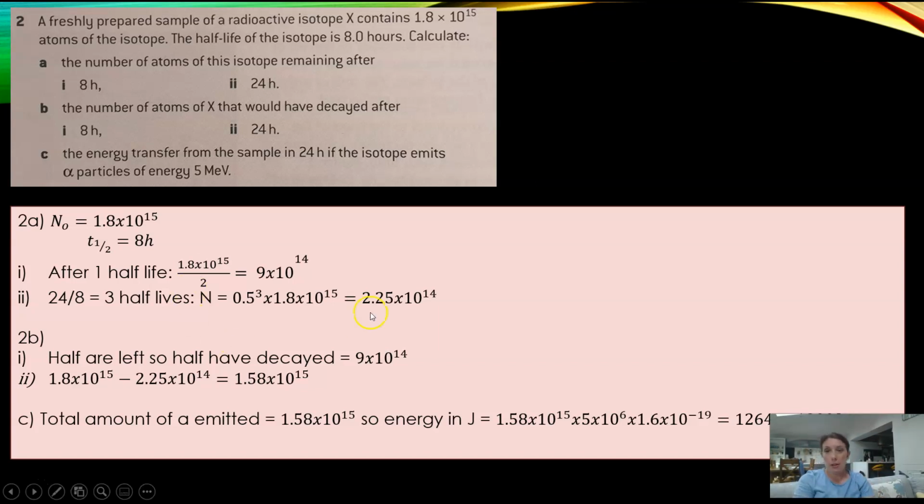So if you're going to start from scratch, you would just do the number that have decayed, times 5 times 10 to the 6, which is mega, times 1.6 times 10 to the minus 19, which is electron volts. You get 1264, which is equal to 1,300 joules to 2 significant figures. You can use the little shortcut, which tells you how many mega electron volts are in 1 joule, in which case you do the number at the start times 5 times this number.